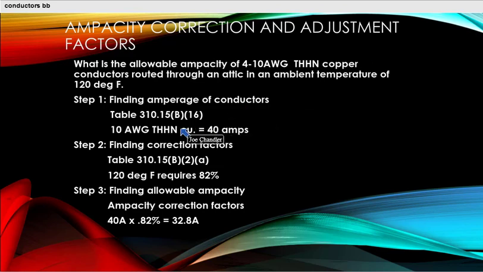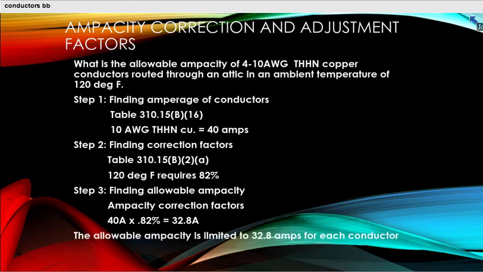40, and that's the ampacity of the wire, times 0.82, which is my correction factor from table 310.15(B)(2)(a). That'll give me an answer of 32.8 amps. So now the maximum current that conductor can carry under these conditions has been limited to 32.8 amps. It's no longer 40 amps because, again, that temperature has increased. So that's how this table and these corrections and adjustments work for temperature.